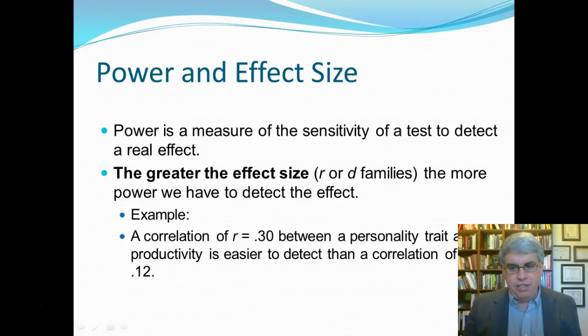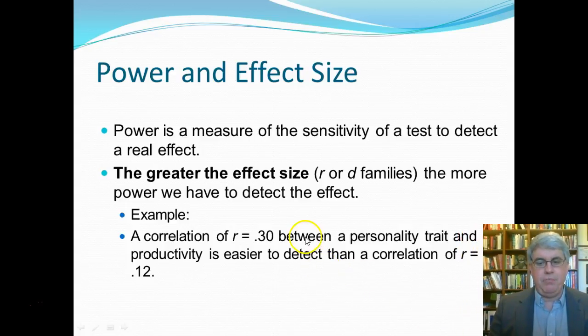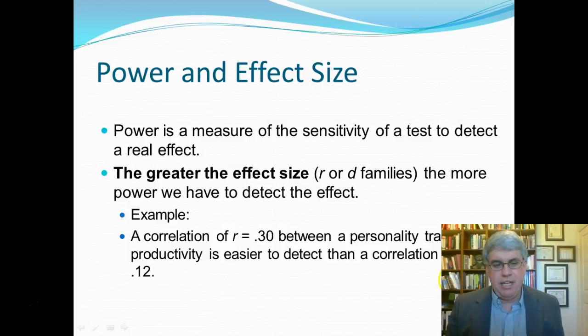a correlation of 0.30 between a personality trait and productivity is easier to detect than if the correlation was only 0.12. That makes sense. It's bigger. It's having a bigger effect. We can detect that more easily. If it's only 0.12, it's a lot smaller. It's harder to detect. We can miss it more easily.